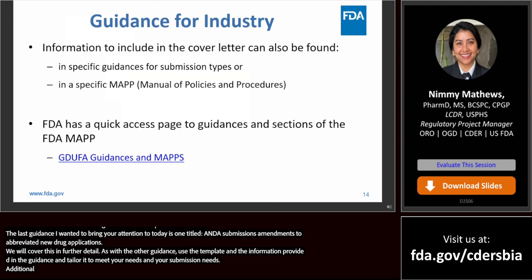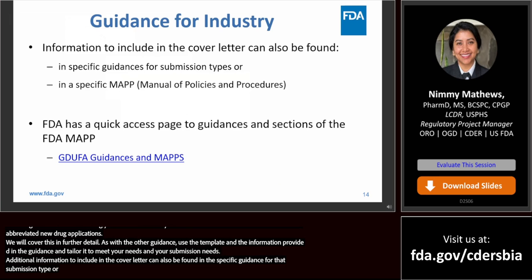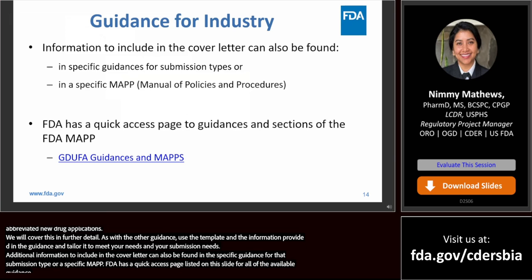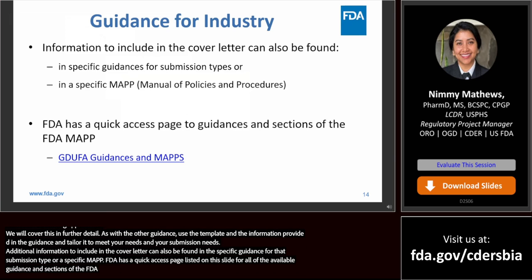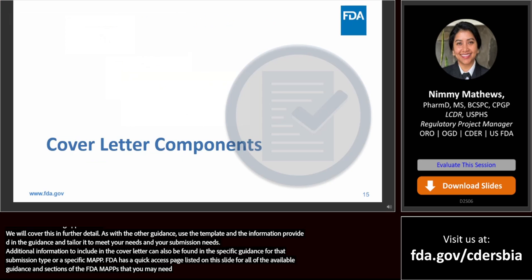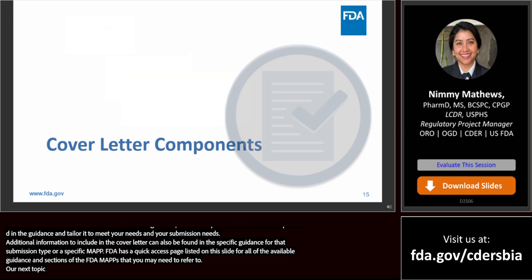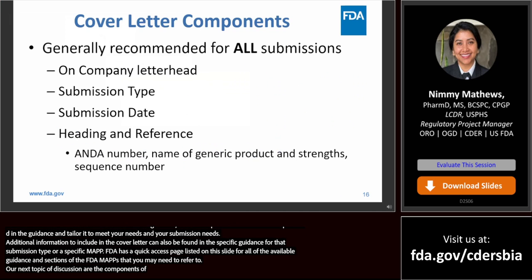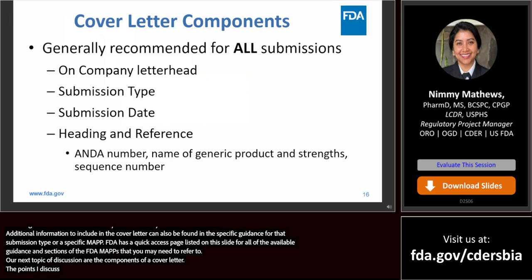Additional information to include in the cover letter can also be found in the specific guidance for that submission type or a specific MAPP. FDA also has a quick access page listed here on this slide for all the available guidance and sections of the FDA MAPPs that you may need to refer to. Our next topic of discussion are the components of a cover letter. The points I discuss on the next few slides are recommended for all submission types.